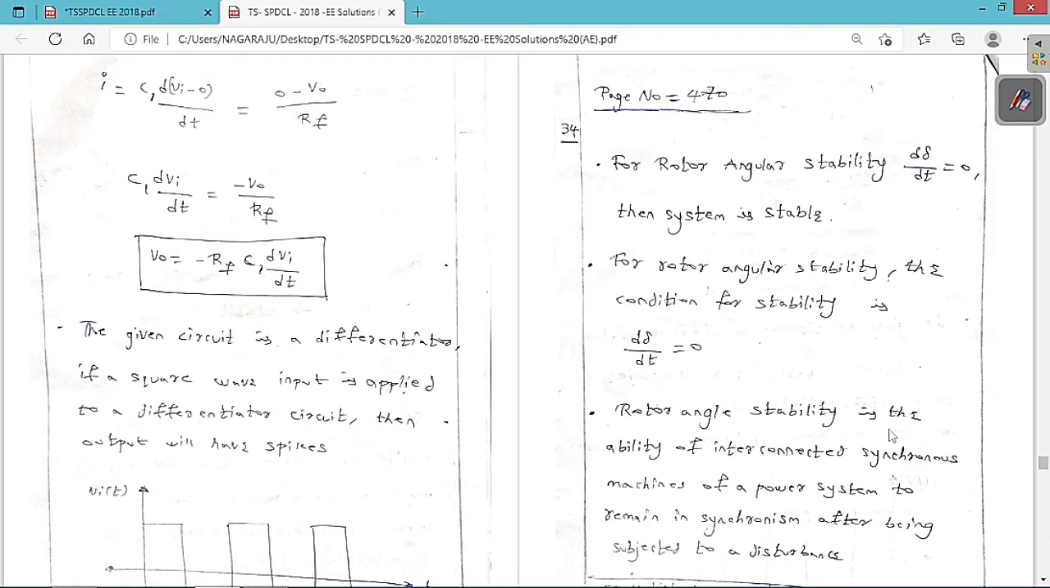Rotor angular stability is the ability of the interconnected synchronous machines of a power system to remain in synchronism even after being subjected to a disturbance. As I already told you, in the power system all the generators are connected in parallel. Even if there is a disturbance in the overall power system, these synchronous machines are still in synchronism because of this condition. If even after a disturbance they are still in synchronism, then it is called rotor angular stability.